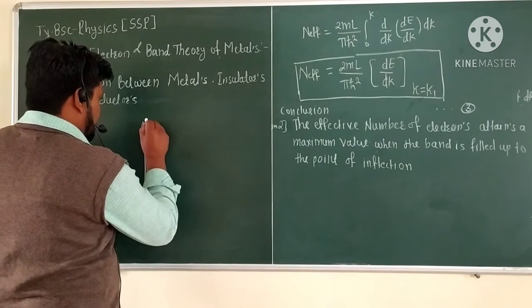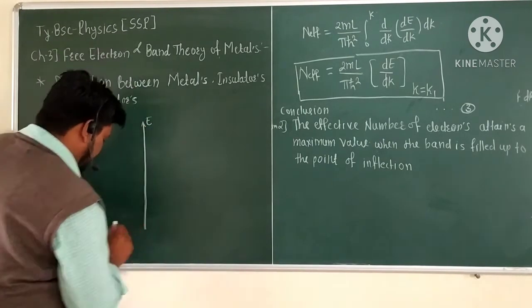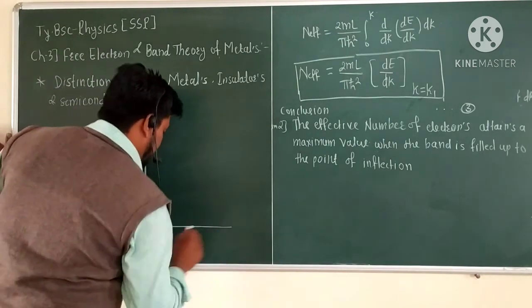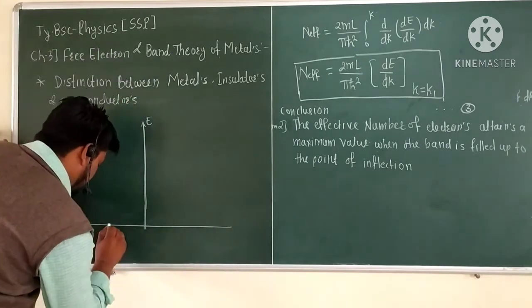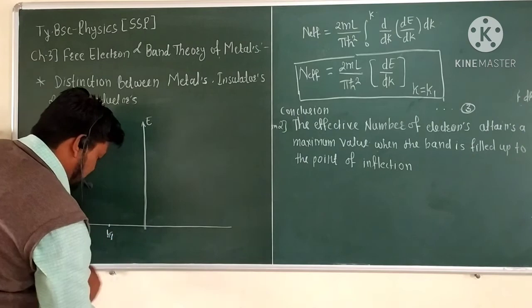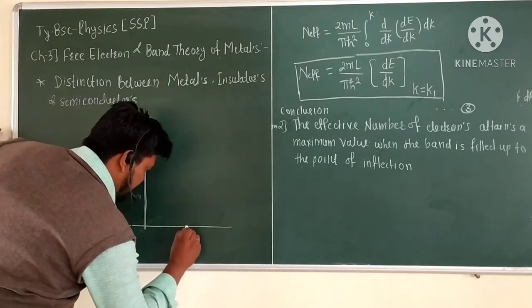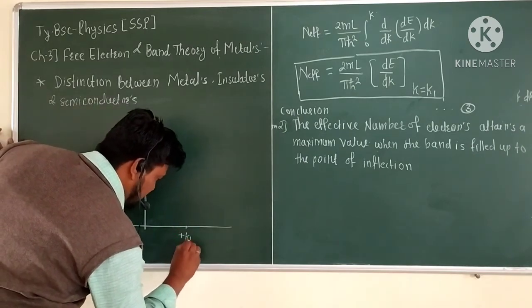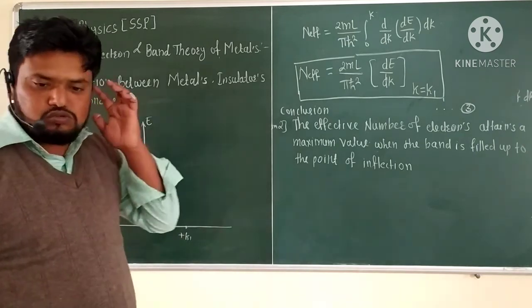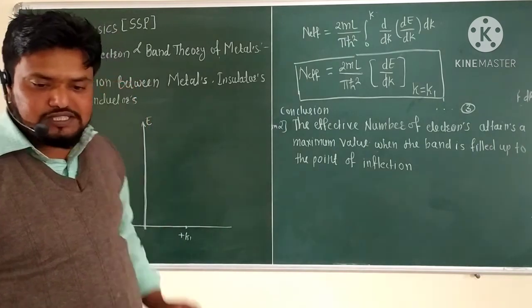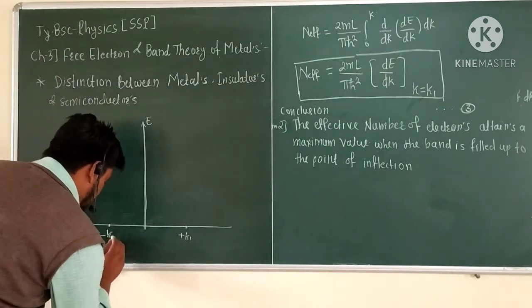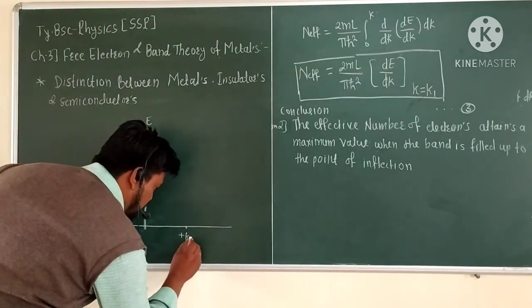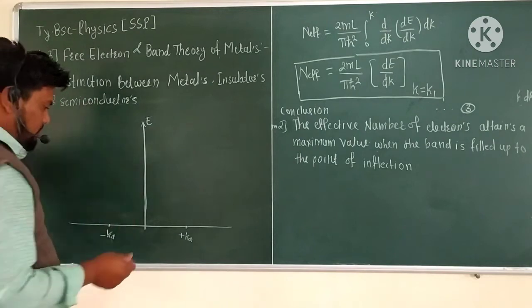So that vertical axis is considered as the plus E, and the band value limit is considered as k equal to minus k1 and k equal to plus k1, as the first graph we have to see here. And this is considered as the minus Ka to plus Ka for the lattice constant value.